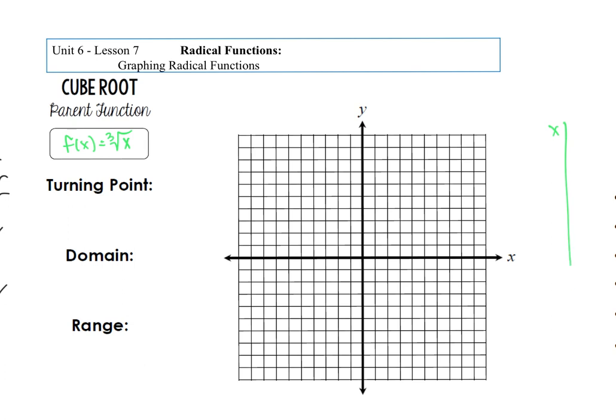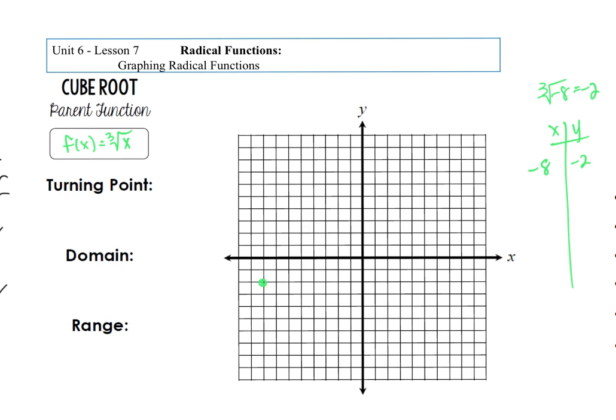So if you're looking at your table of values, because this is a 10 by 10 grid, I'm going to go as far back as, let's say, -8. When x is -8, the cube root of -8 is actually -2. Doesn't make it an imaginary number. So we can graph that. When x is -8, y is -2.